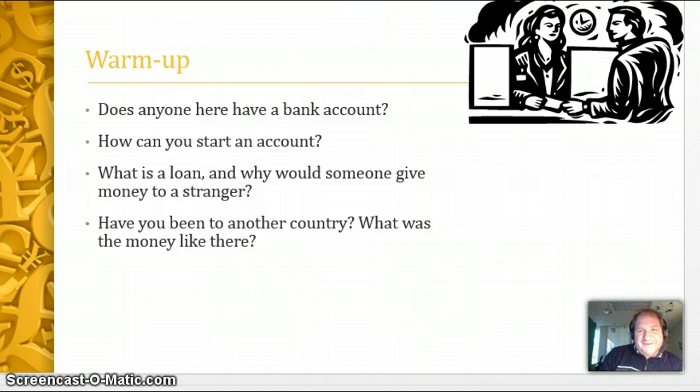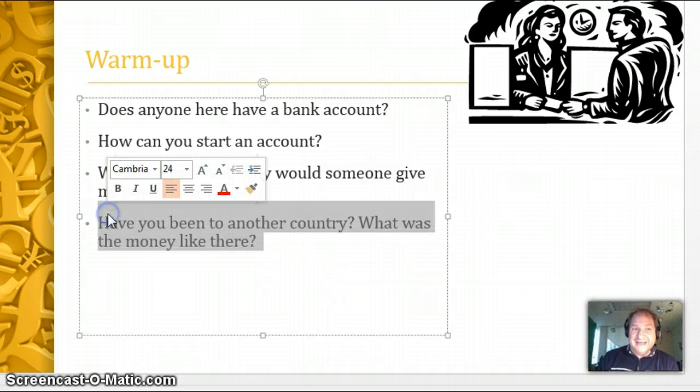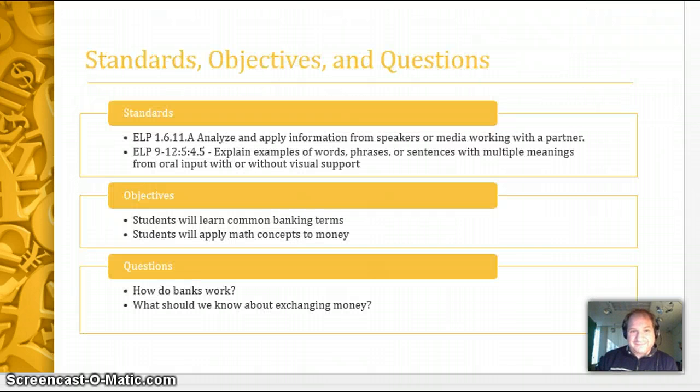And one last question. If you've been to another country, Puerto Rico does not count. It's still part of the United States. If you're born in Puerto Rico, you can be president. If you've been to the Dominican Republic, that's a different country. Canada, different country. Japan, different country. Those we can talk about, and what their money was like. I'm willing to bet it was much more colorful than ours.